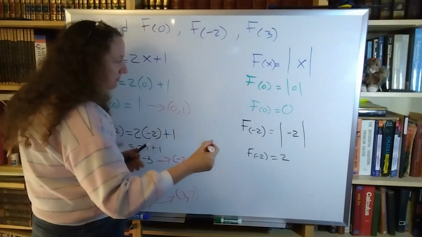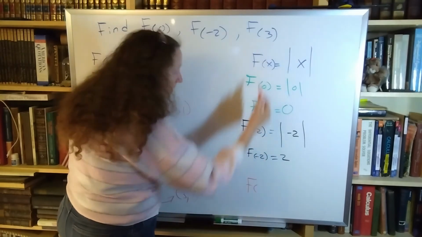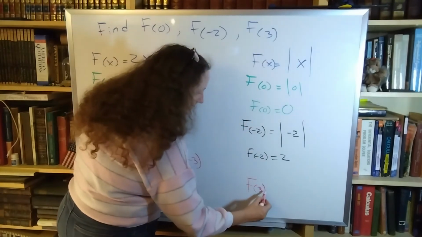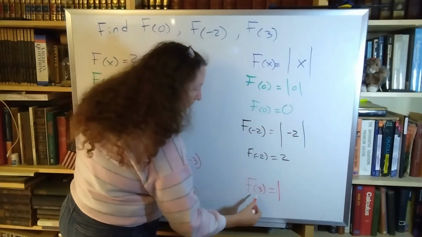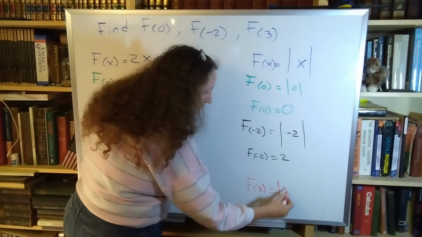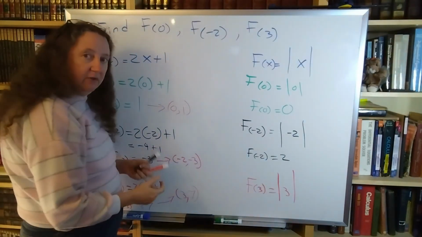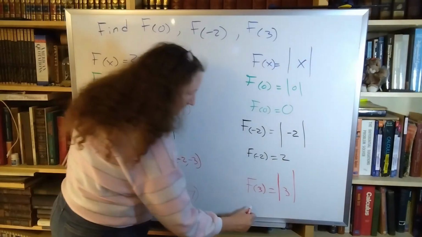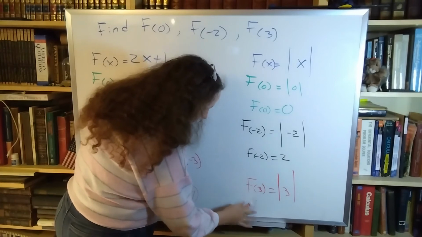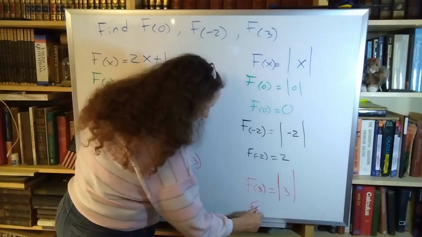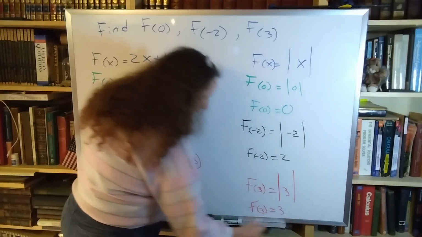Last one. F of 3 equals absolute value of x, which is now 3, what is the absolute value of 3? It's just plain 3.